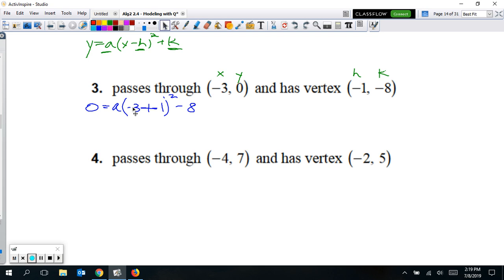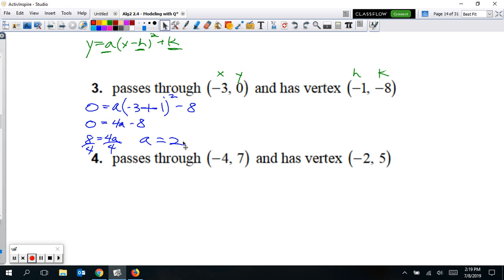Now inside here, we're going to just take 1 away from negative 3. That's negative 2 that we have to square. So negative 2 times negative 2 is positive 4. So again, this whole thing becomes 4a. And it's going to be 0 equals 4a minus 8. And then just going to add 8 to both sides to get 8 equals 4a. Divide both sides by 4, and a is equal to 2.